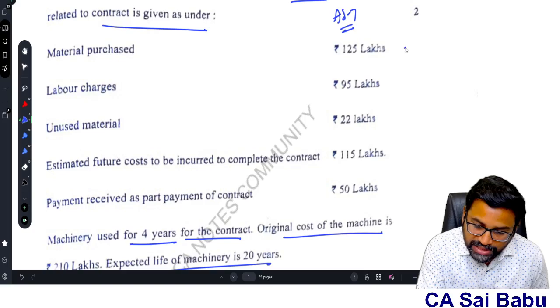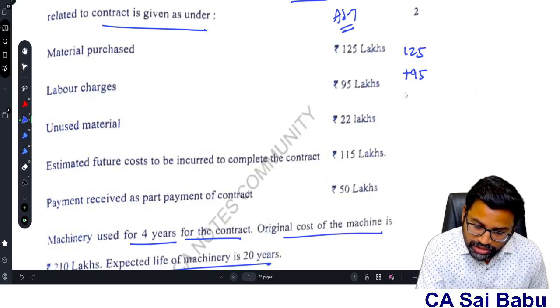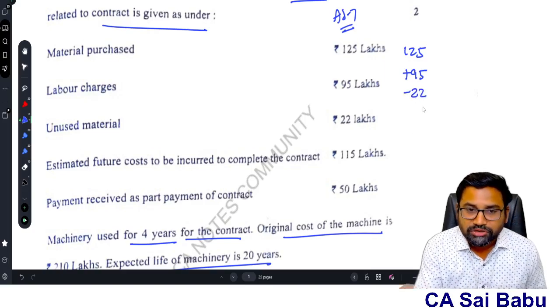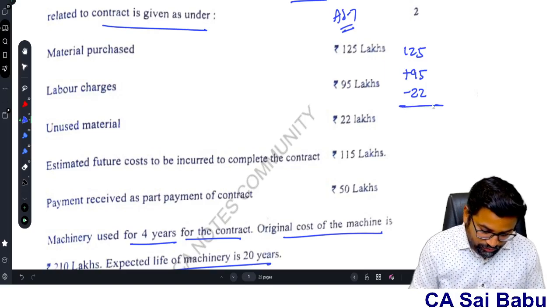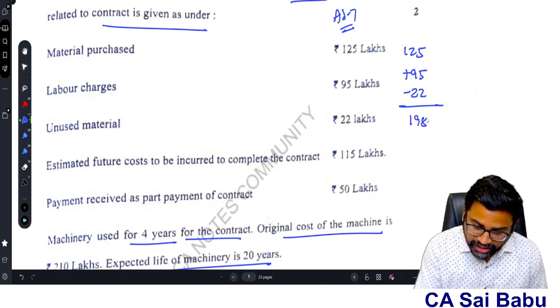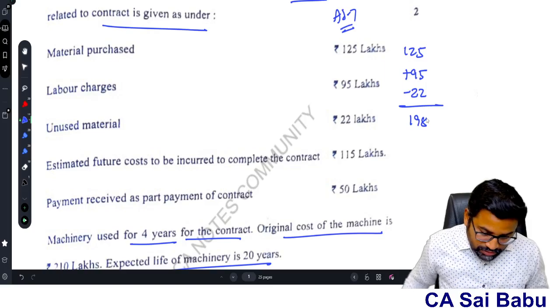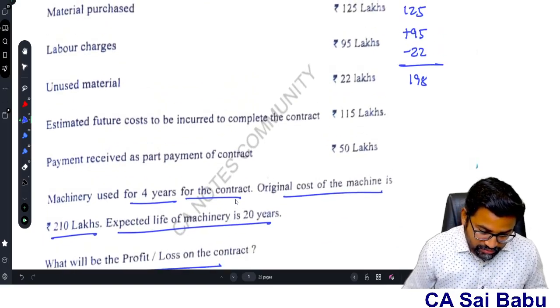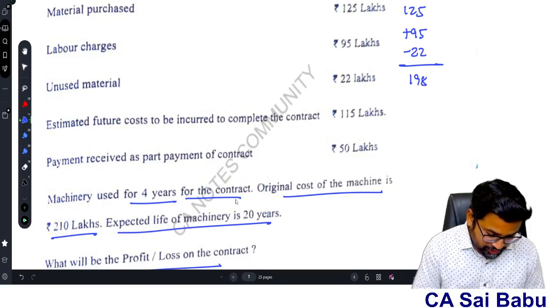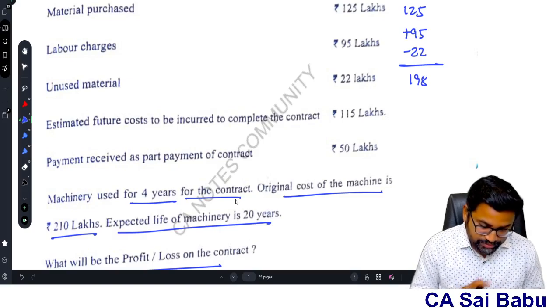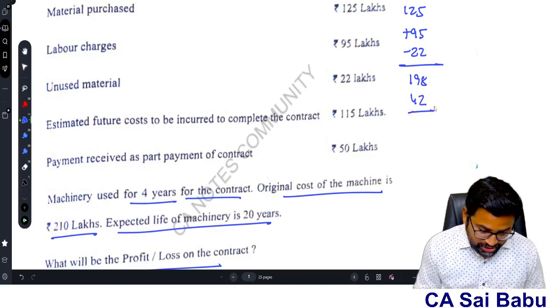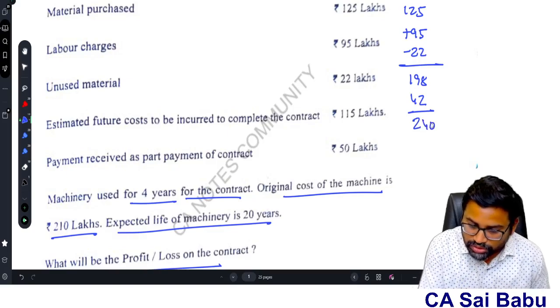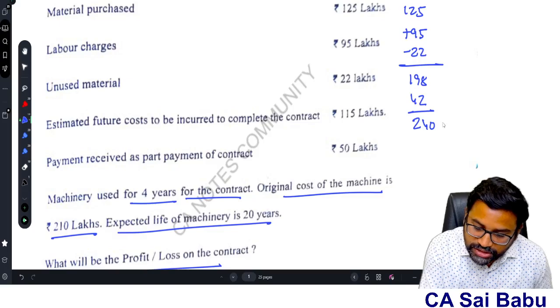Materials purchased 125, labor cost 95, unused materials 22. We should not consider it because it is not utilized. Therefore 125 plus 95 minus 22 is 198. And the depreciation of the contract machinery is 210 lakhs divided by 20 years, and this machinery is used for this contract for 4 years, so 42 lakhs. So 198 plus 42 is a total of 240 lakhs. This is the cost incurred so far.